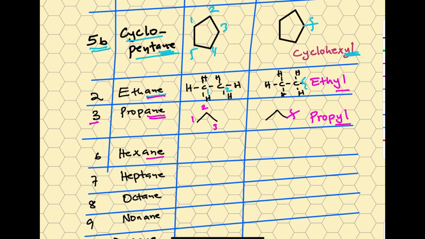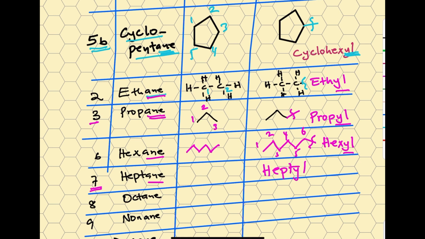Hexane has 6 carbons, so 1, 2, 3, 4, 5, and 6. And then now you make that part of a chain, and that becomes hexyl. Heptane is just like hexane, but now it has 7 carbons. So you have 7 carbons, and its alkyl group is heptyl.